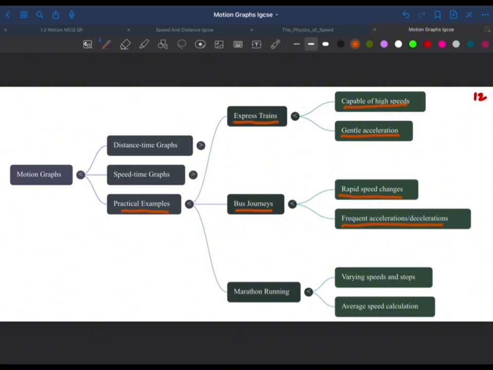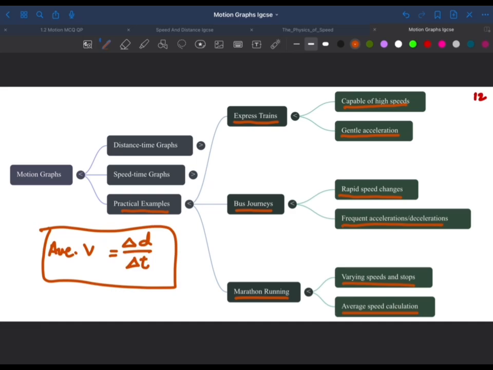When you talk about marathon running, you can say there is varying speed and stops, and then average speed calculation. For average speed calculation, as we have already discussed, you have to calculate the total distance covered and the total time. So simply you will get the average speed. Whenever you want to calculate the average speed, you have to consider the total distance and total time.